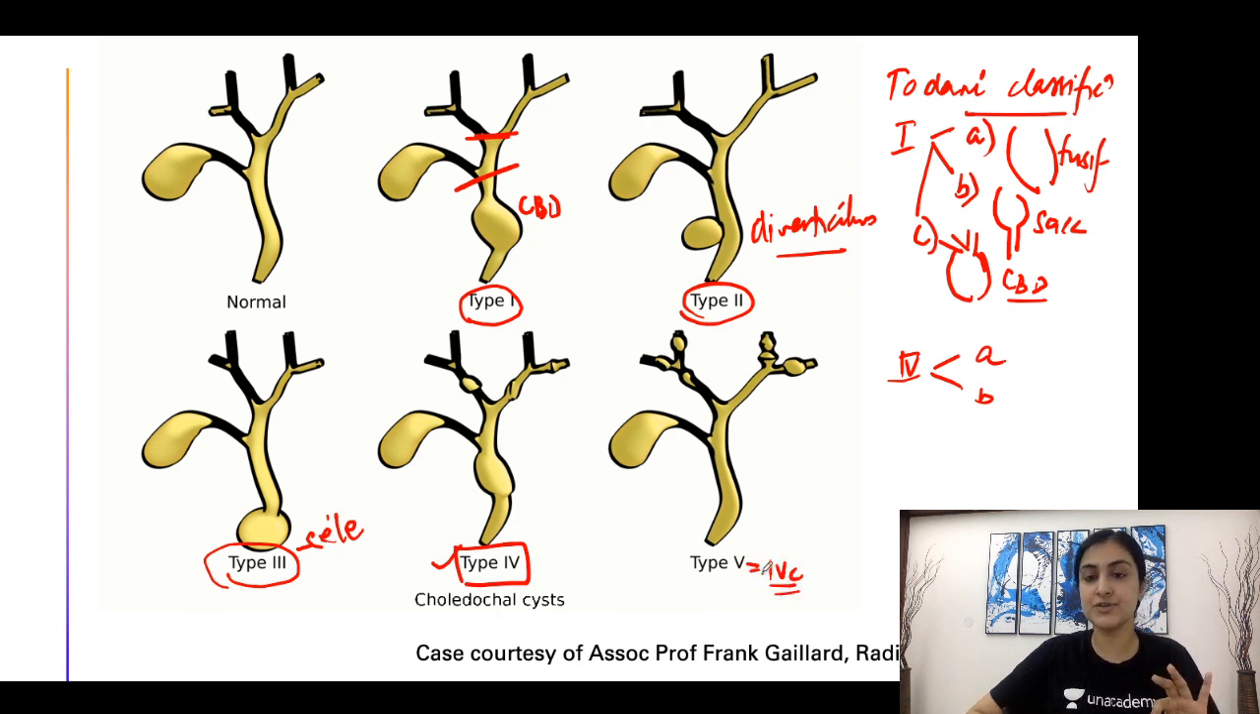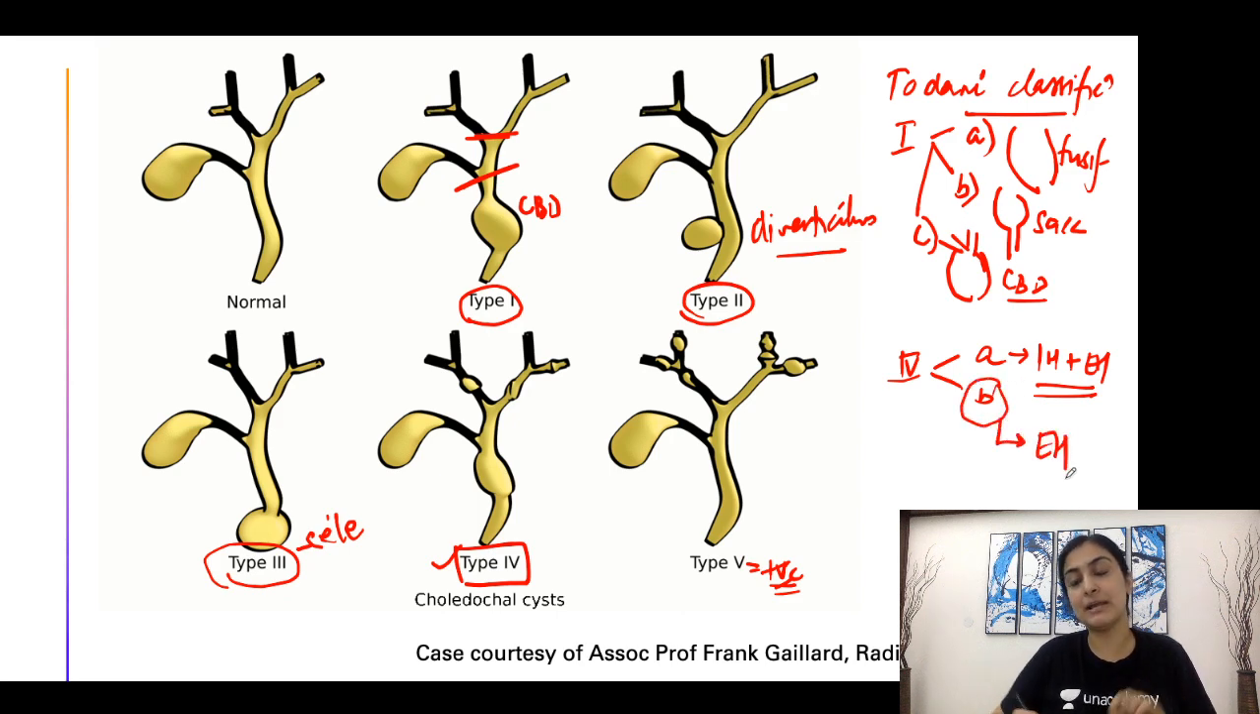Alright, so is this clear? So 4A and 4B is what we need to know now. So in 4A, we will have involvement of the intrahepatic ducts as well as the extrahepatic ducts. So these ducts and these ducts. Alright, so intrahepatic as well as extrahepatic ducts are now involved here. Whereas in your B type, we have exclusive involvement of extrahepatic.